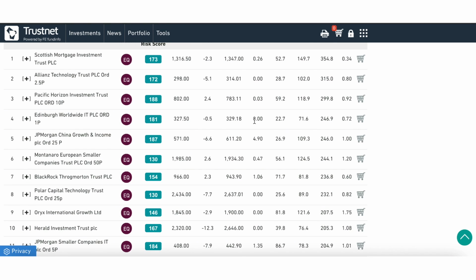And again, as we move down the list, you can see most of the investment trusts that make really high annual returns don't actually pay much dividends at all.